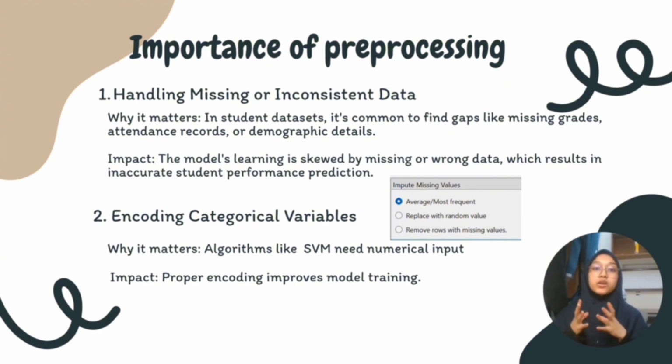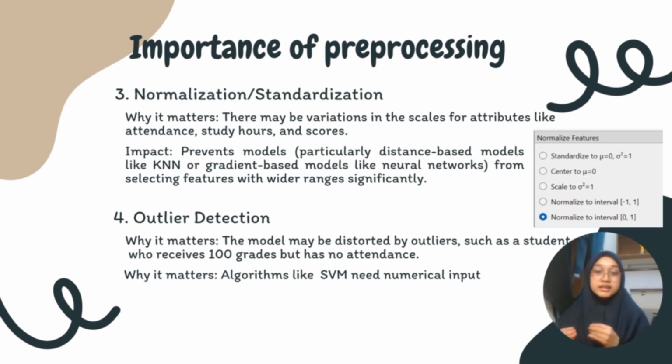The second one is encoding categorical variables. Machine learning algorithms cannot process categorical data like gender or course name directly. These values must be converted into numerical form using encoding techniques to ensure the model can interpret and utilize the data correctly. The third one is normalization and standardization.